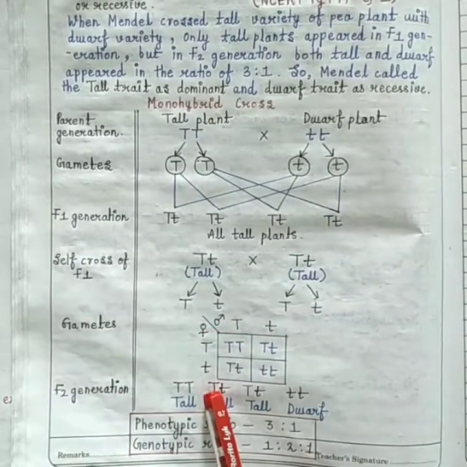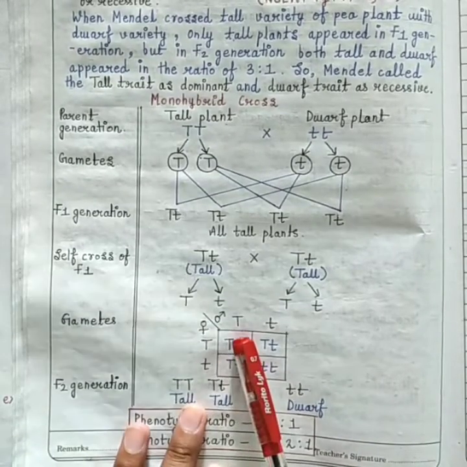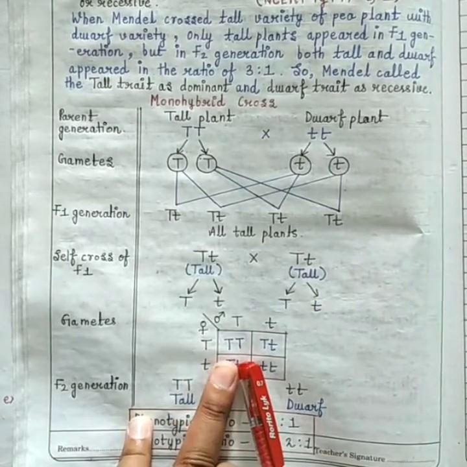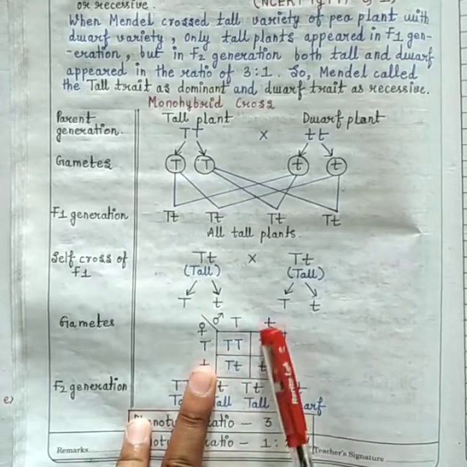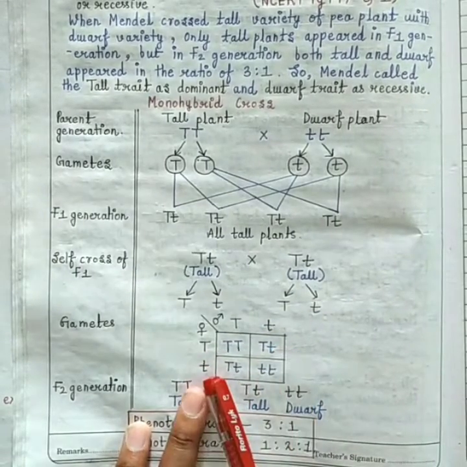एक को horizontally, एक को vertically place करेंगे and now we'll start the crossing. Now capital T crossing with capital T, we'll have this combination, then the first one with this one capital T small t. Now this first line is done. Now we'll move to the second line.